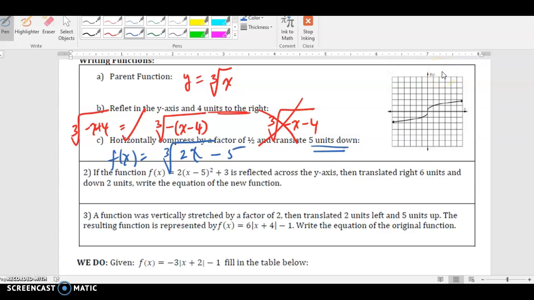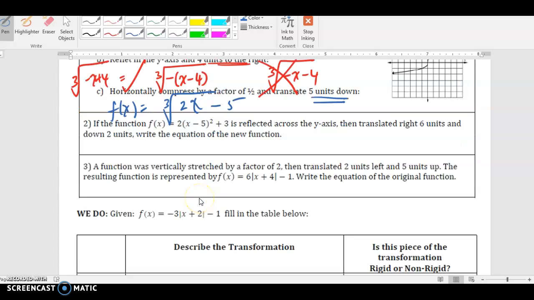All right, let's pick up where we left off in the first part. So we were solving different questions in the packet for this transformations unit. If the function f of x equals 2 times (x minus 5) squared plus 3 is reflected across the y-axis, there is an existing function here, and you have to actually apply the transformations on this existing function.